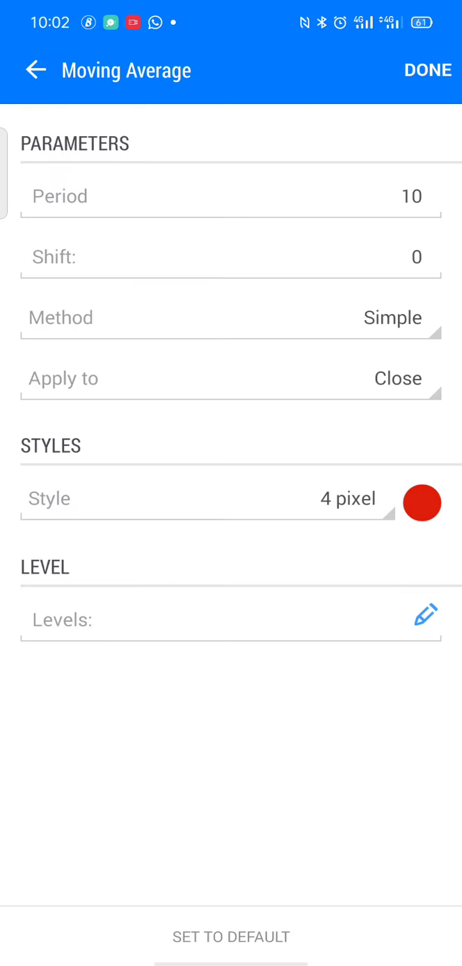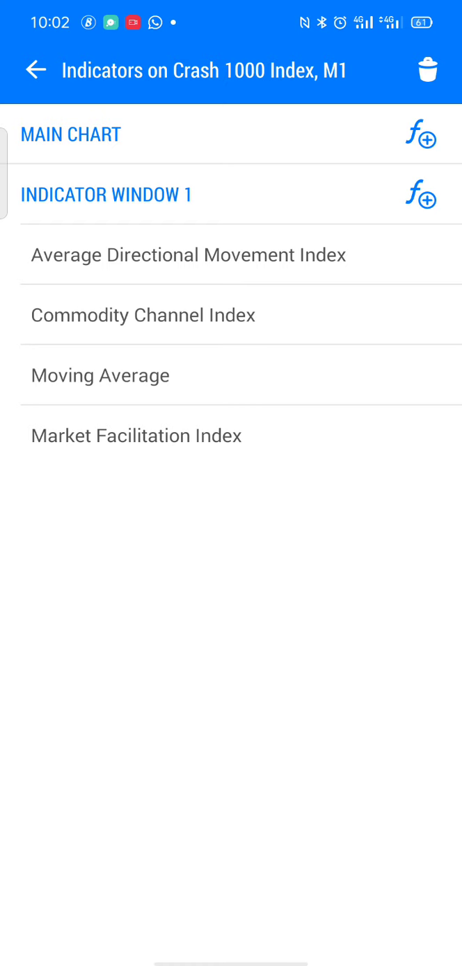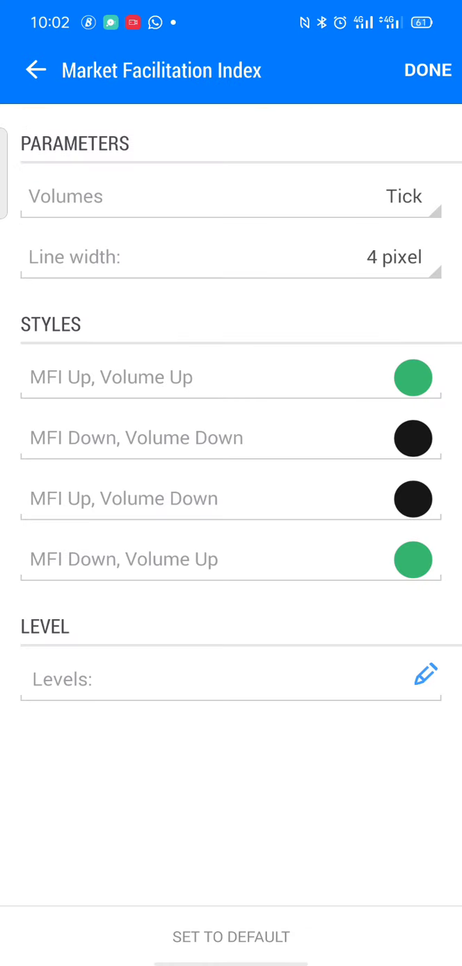Period 10, shift 0, method simple, apply to close. The star, 4 pixel, you can use red. Then you click done. The last indicator, Market Facilitation Index, the volume tick, line width 4 pixel, MFI up green, MFI volume down black, MFI up volume down black, and the MFI down volume up green. Take a screenshot, guys. Done.